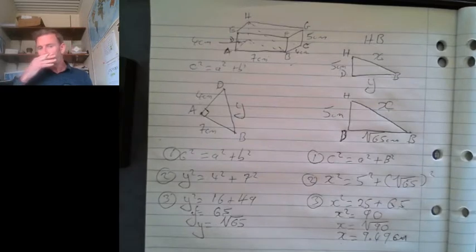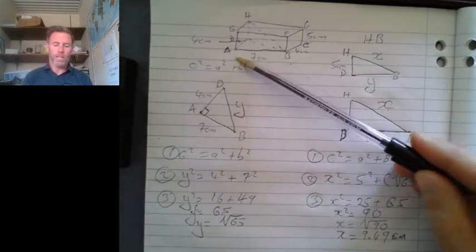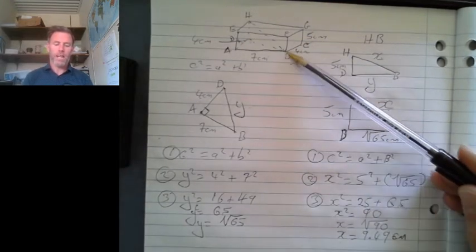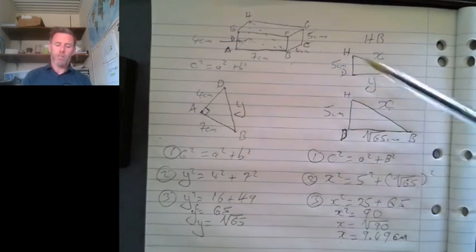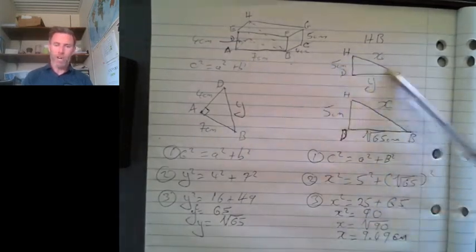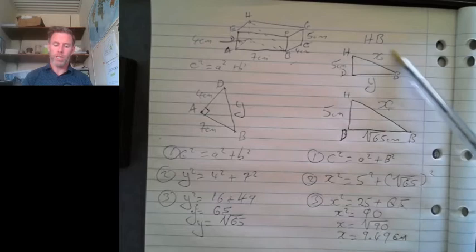So hopefully you can see the logic here and the steps. Basically you use Pythagoras' theorem to find the unknown length of the diagonal across the base first. Once you have the diagonal across the base, you're able to add that to this triangle, because that is essentially the diagonal across the base. You've got your height, and then you just use Pythagoras' theorem again to find the unknown. So you just use it twice.